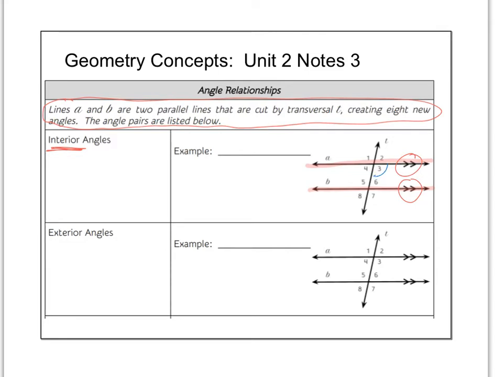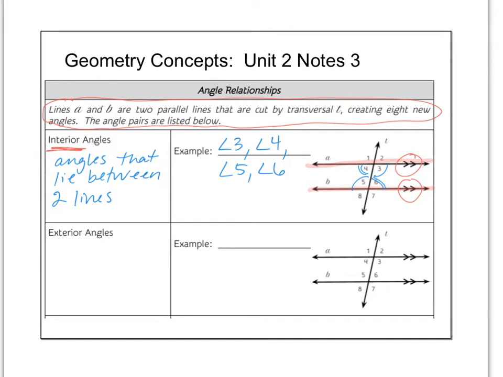Well, angle 3, angle 4, angle 5, angle 6, those are in between the two parallel lines. And so those are interior angles. And so an example would be angle 3, angle 4, angle 5, and angle 6. Those are all examples of interior angles. And basically, interior angles are angles that lie between two lines. In this case, two parallel lines.